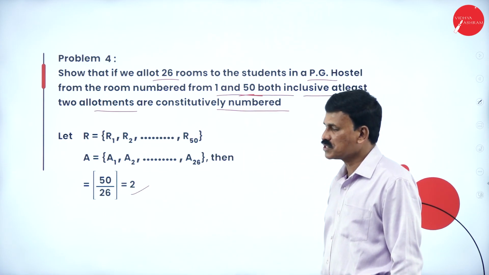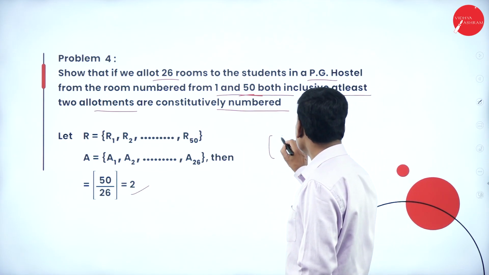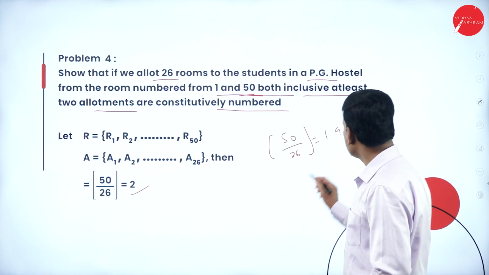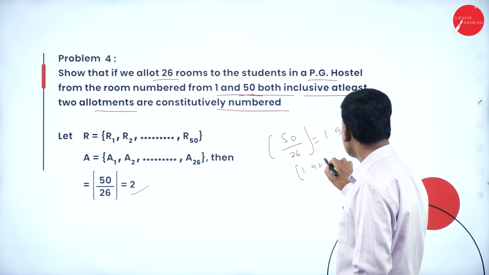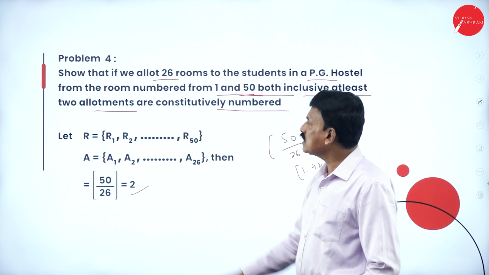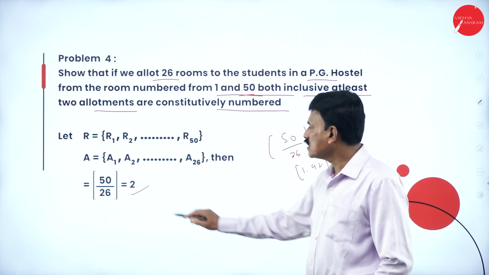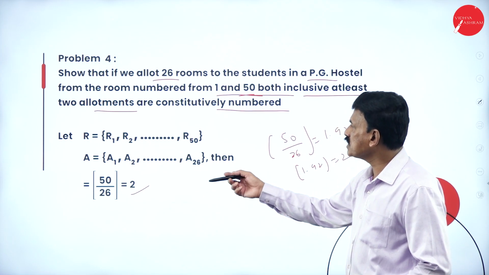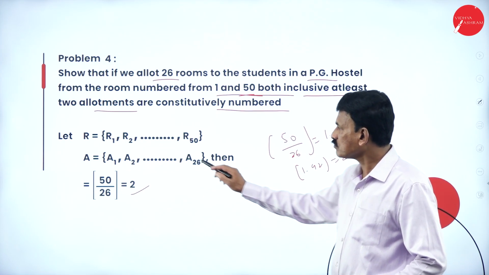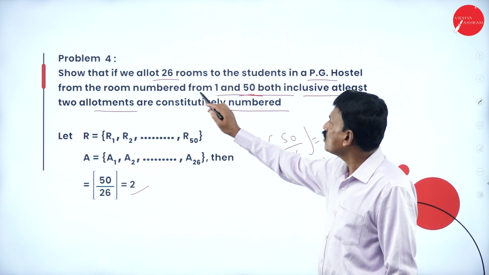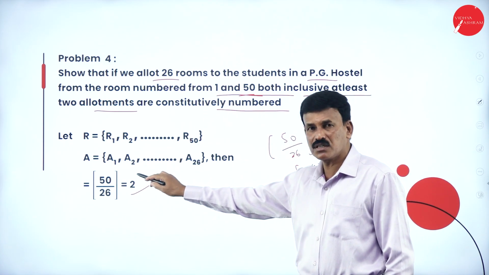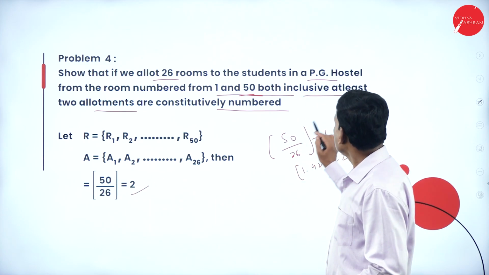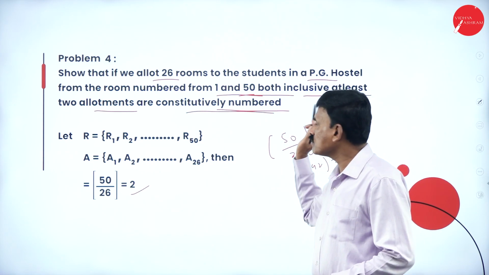50 divided by 26 is nearly equal to 1.92. So, this is the greatest integer function, so this is nearly equal to 2. That means at least 2 allotments are consecutively numbered. Since there are 50 rooms and their allotments are from 1 to 26, 50 divided by 26 will give 2. That means here at least 2 allotments are consecutively numbered.